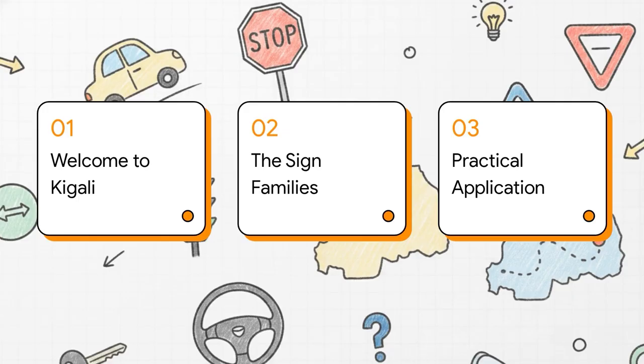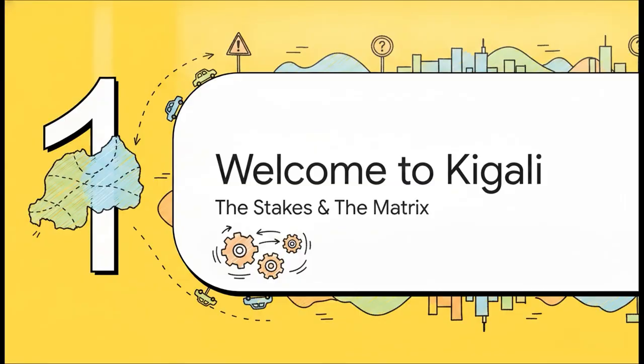Here is our quick game plan for today. First, welcome to Kigali. Second, the sign families. And third, practical application. Let's get right into it. Welcome to Kigali, the stakes and the matrix.